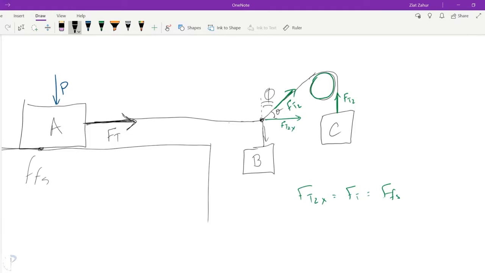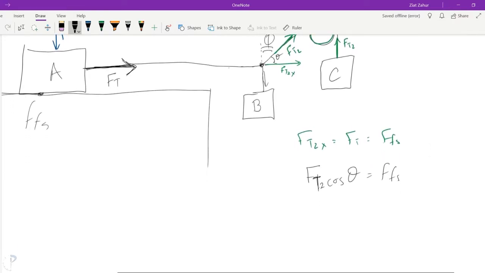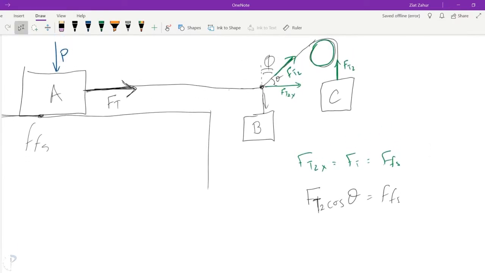But anyway, so Ft2 cosine theta is equal to FFS. Ft2 is, of course, because of its static equilibrium, just m of c times gravity, mcg cosine theta equals FFS.